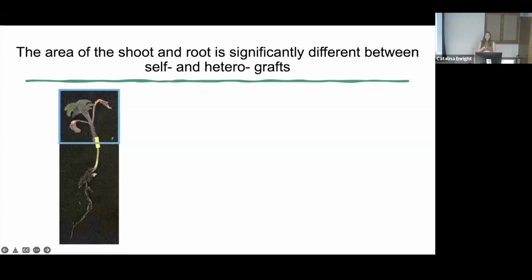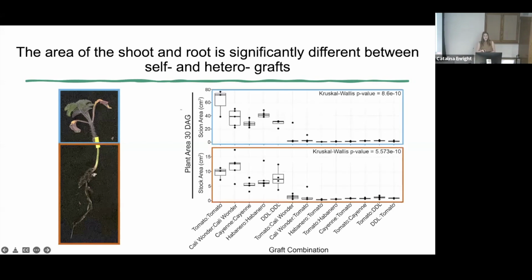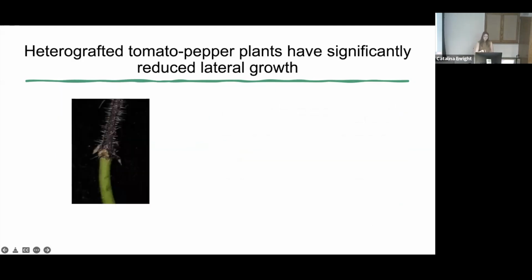So I measured the area of the scion and the area of the stock. I was able to show that this was super significant. Depending on if it was a compatible or incompatible graft, the amount of growth that occurred was very different. This is likely due to just reduced transport of nutrients and water.